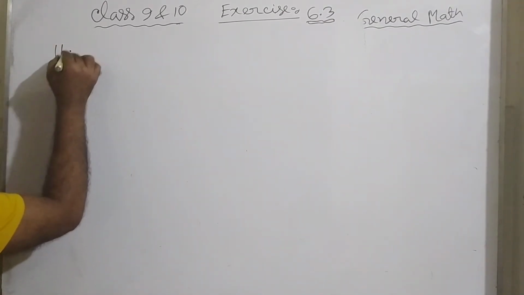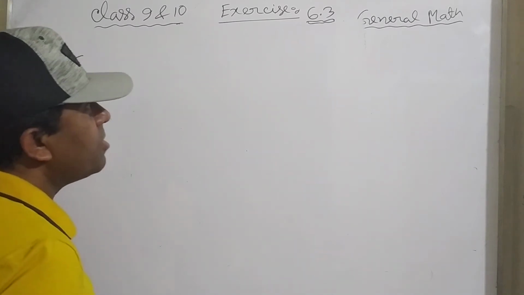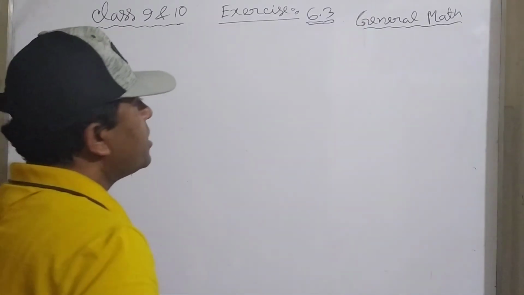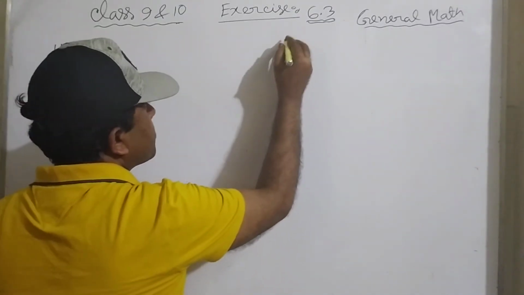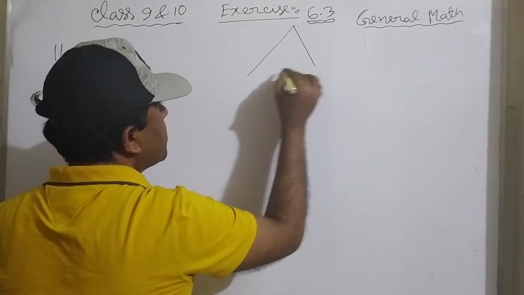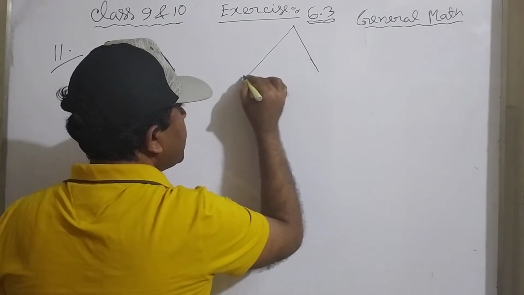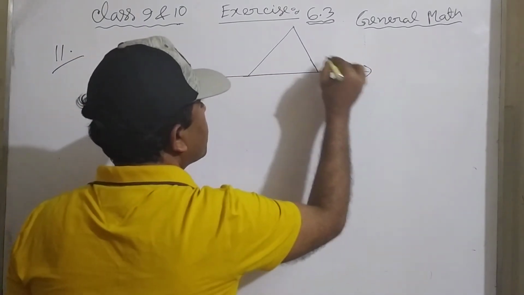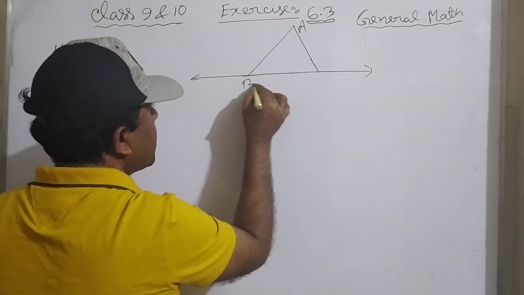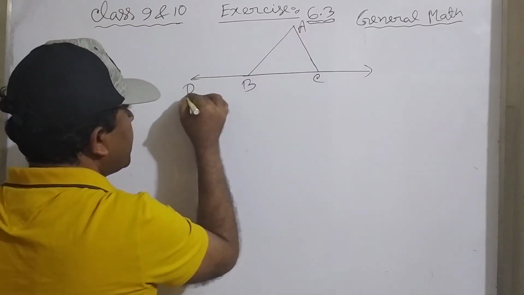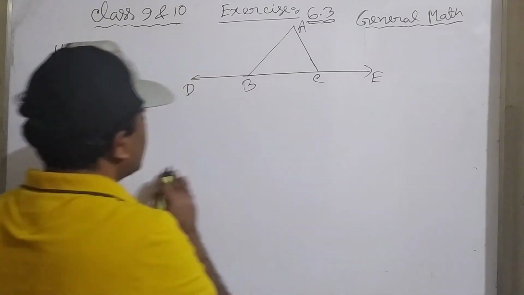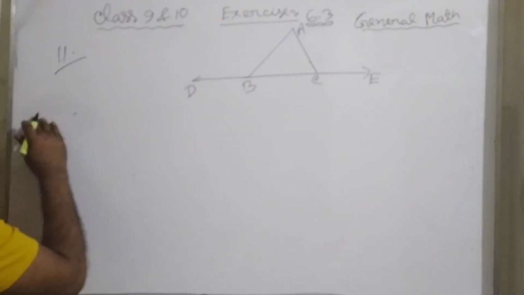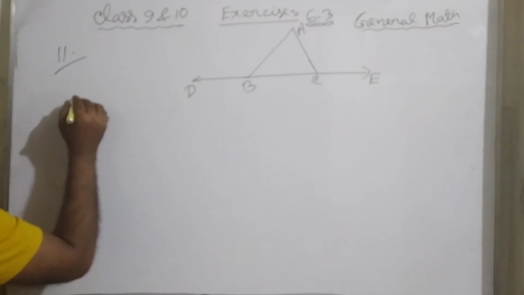Question 11. Sum of two exterior angles is greater than two right angles. Triangle ABC, exterior angle at A, BC, DE. Let in triangle ABC, particular.